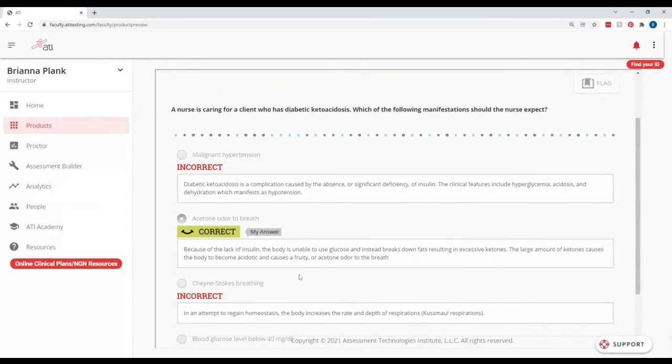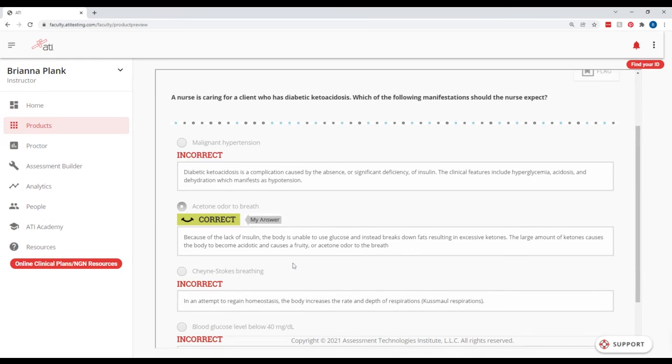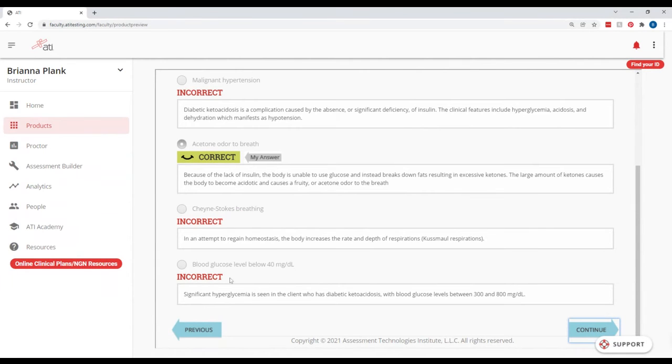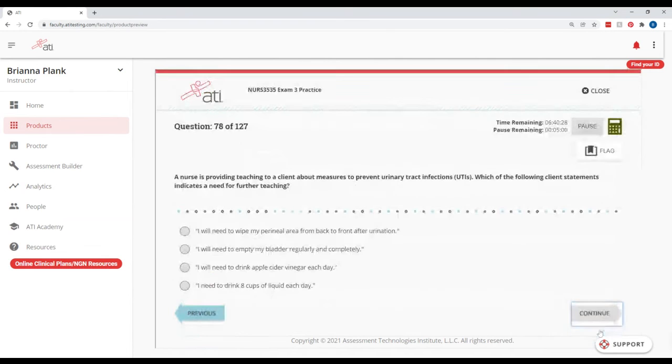Acetone odor, people say juicy fruit gum smell to the breath, and it comes from the excessive ketones. Cheyne-Stokes breathing means you're about to die, so hopefully that's not it. Blood glucose level below 40, that's the opposite. We know that's not right, because we have ketoacidosis. We know our sugar's super high. It's not too low. So we can immediately rule that one out.